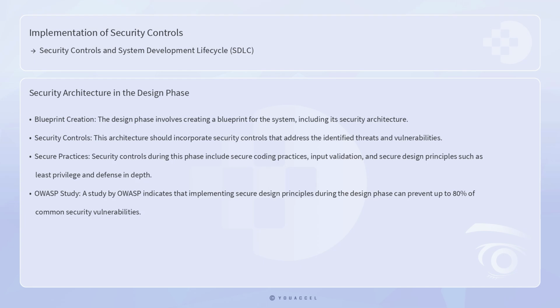The design phase involves creating a blueprint for the system, including its security architecture. This architecture should incorporate security controls that address the identified threats and vulnerabilities. Security controls during this phase include secure coding practices, input validation, and secure design principles such as least privilege and defense in depth. A study by OWASP indicates that implementing secure design principles during the design phase can prevent up to 80% of common security vulnerabilities.